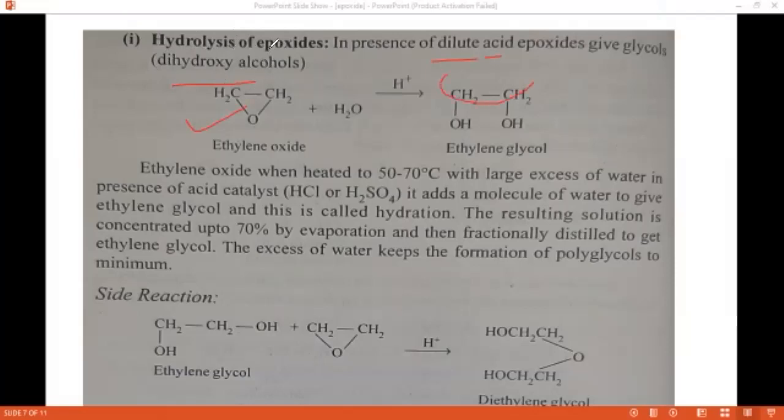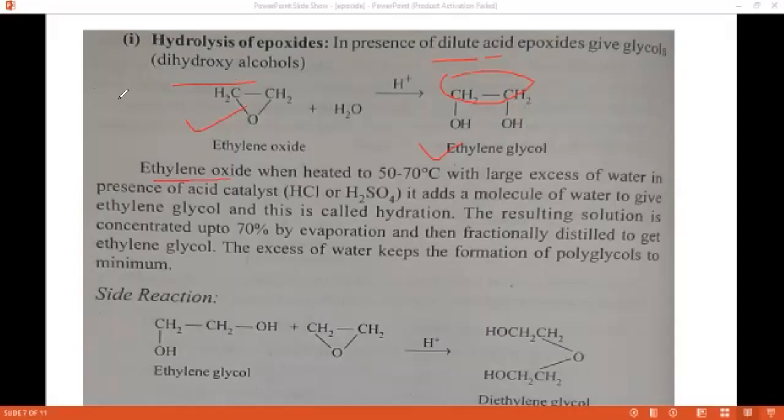This is ethylene, CH2 CH2, ethylene glycol. The two hydroxyl groups are attached to the two adjacent carbon atoms, and that is called ethylene glycol. In this reaction, the ethylene oxide undergoes hydrolysis in the presence of H+, with the formation of ethylene glycol.